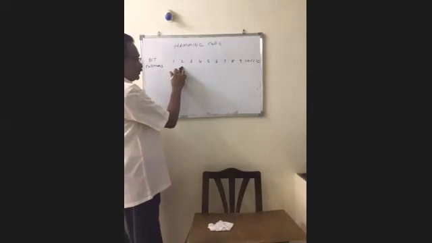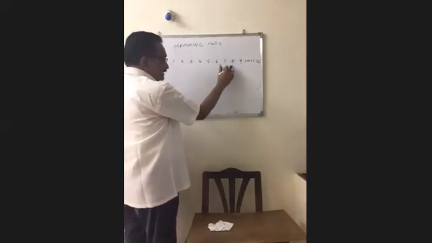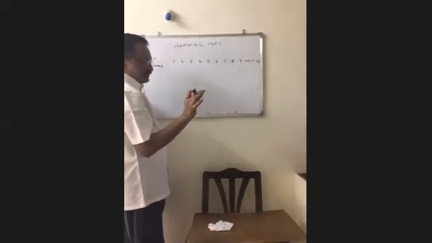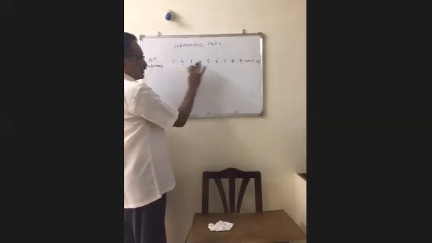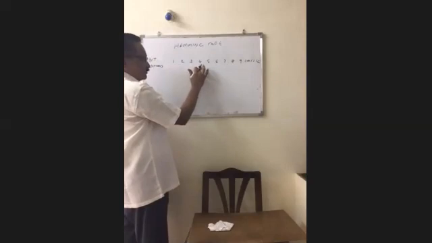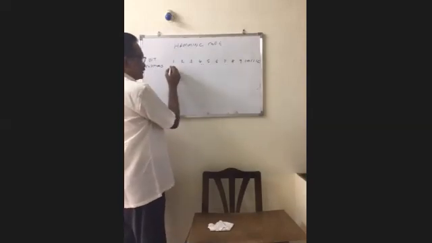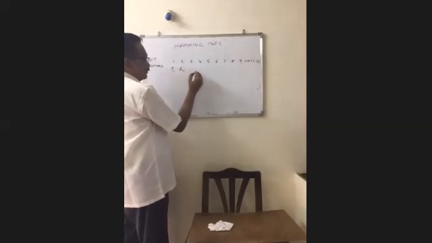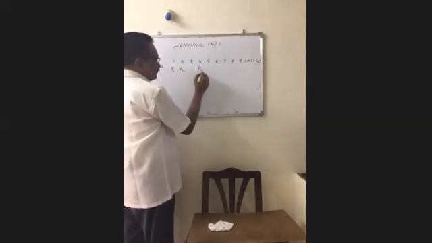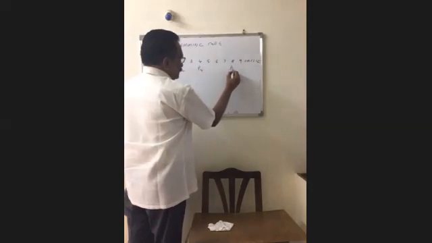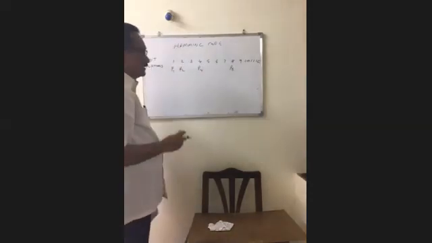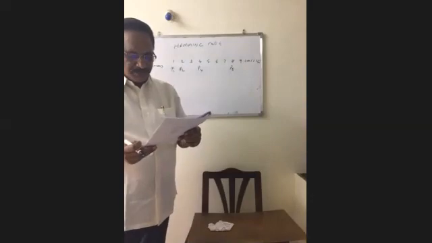In these positions, 1, 2, 4, and 8 are reserved for parity bits. They are powers of 2: 2 to the power of 0 is 1, 2 to the power of 1 is 2, 2 to the power of 2 is 4, 2 to the power of 3 is 8. So this is the parity bit P1, this is P2, this is P4, this is P8. The remaining are the actual data bits.